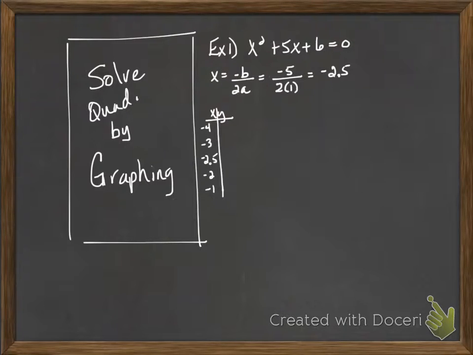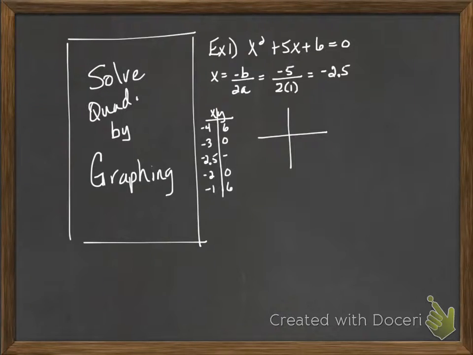When x is negative 4, y is 6. When x is negative 3, y is 0. When x is negative 2.5, I didn't put one there. I don't know why I didn't put one there, but we'll just skip it for just a minute. It's negative something. When x is negative 2, y is 0. When x is negative 1, y is 6. Okay? And then we sketch this graph out.